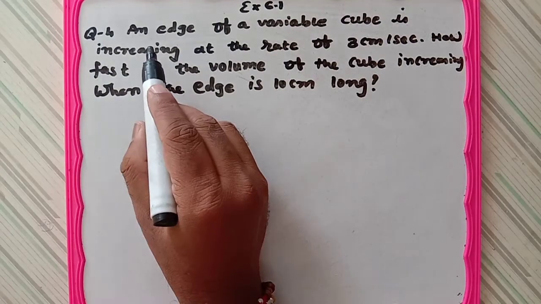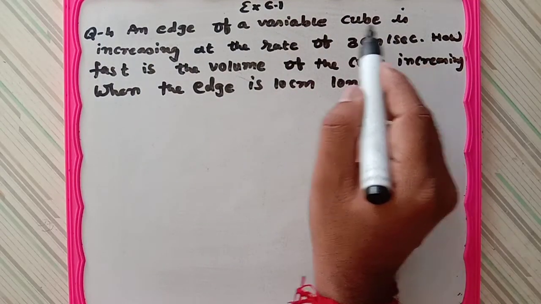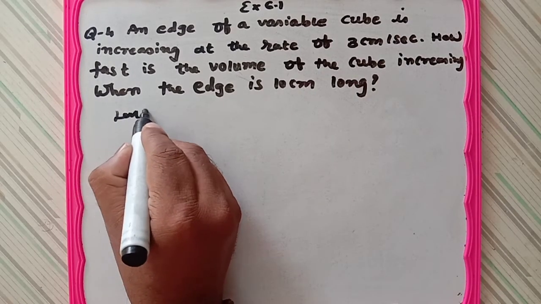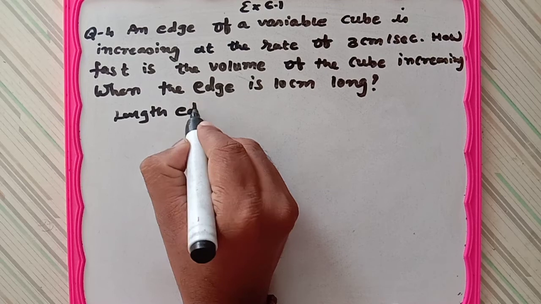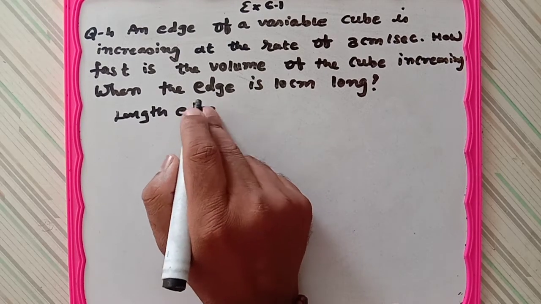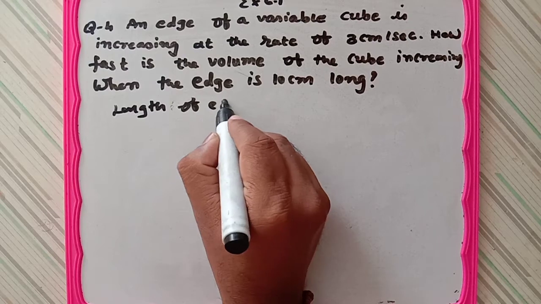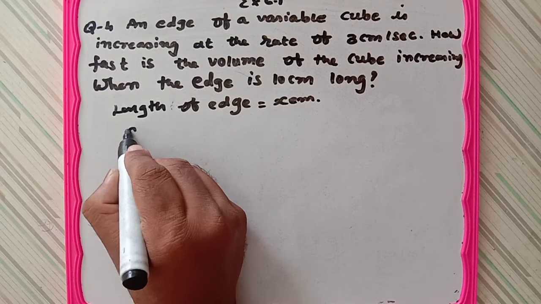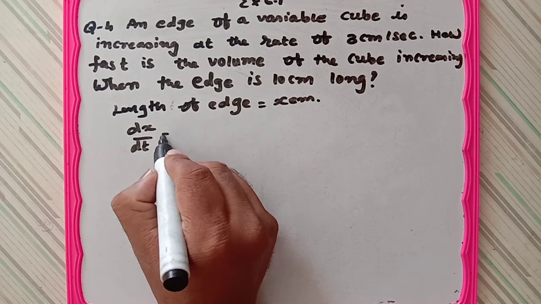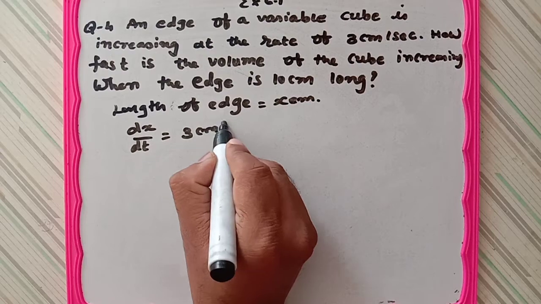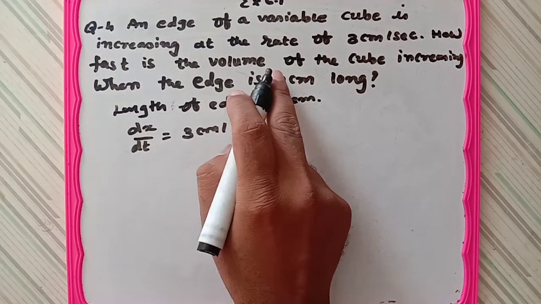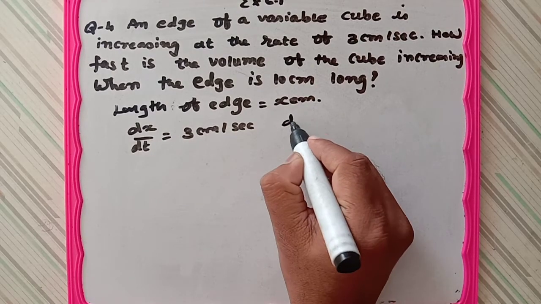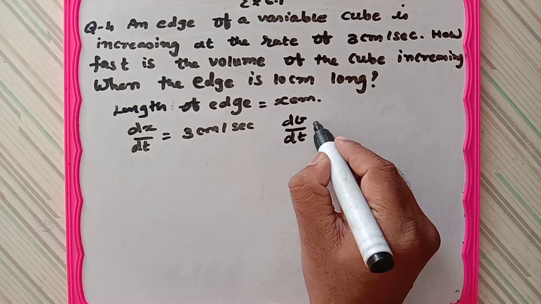Question 4: an edge of a variable cube is increasing at the rate of 3 centimeter per second. So the length of edge is given as x centimeter, then the rate of change of x with respect to time is given as 3 centimeter per second. How fast is the volume of the cube increasing? It means we have to calculate the volume variation with respect to time.